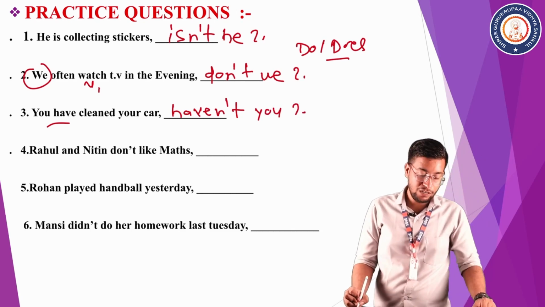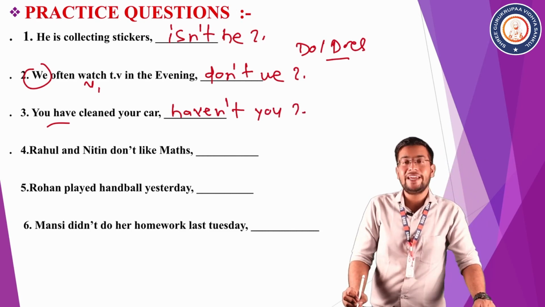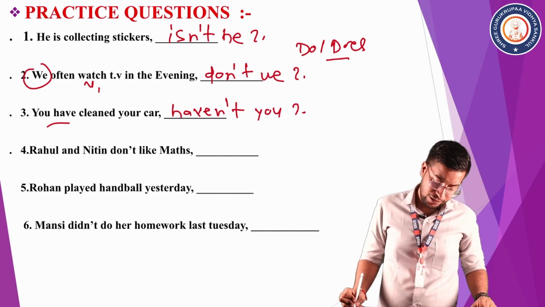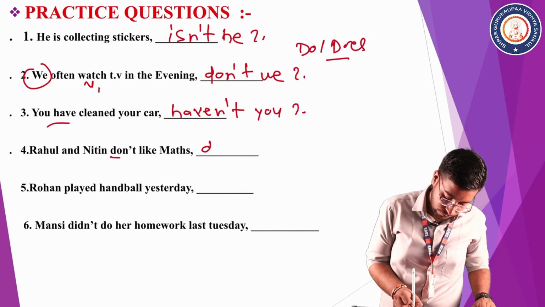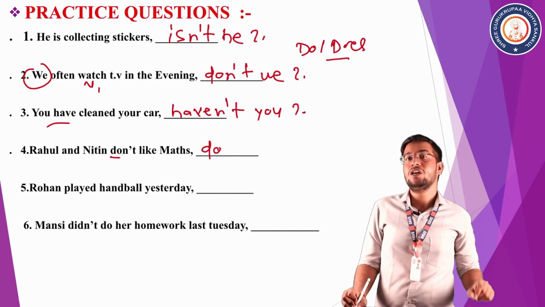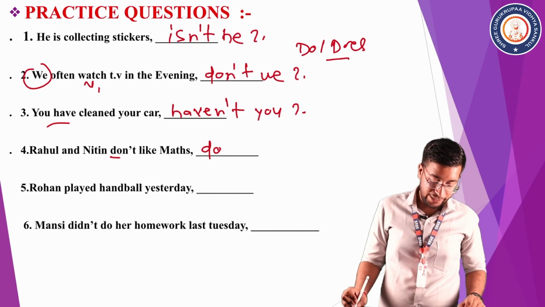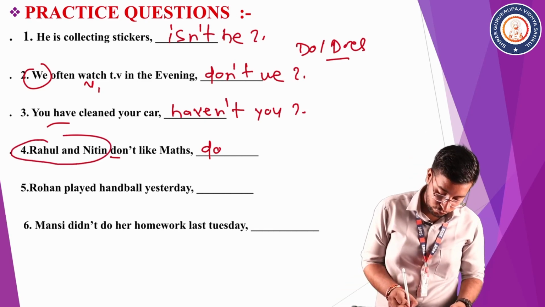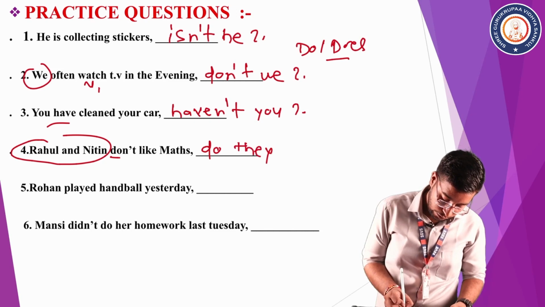Our next example, Rahul and Nitin don't like maths. What is the helping verb here? Do. Yes. And it is already negative, so do will remain do only, and for Rahul and Nitin we will use they as a pronoun. So what will become? Do they.